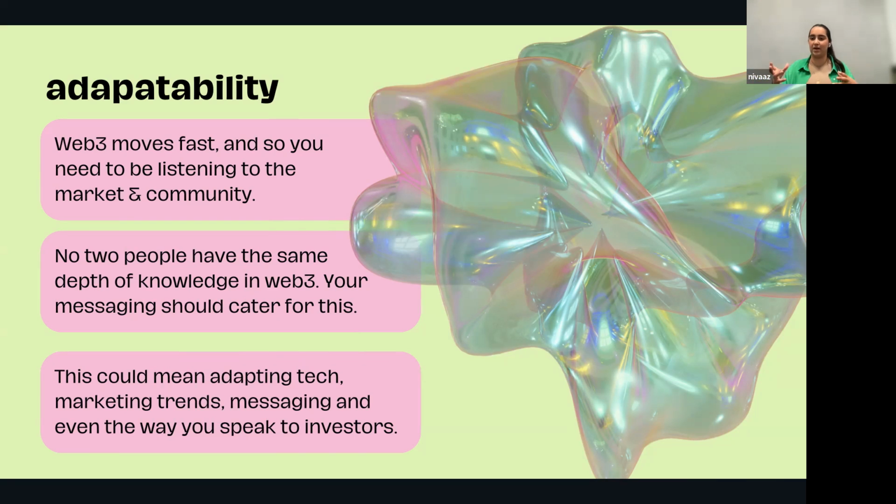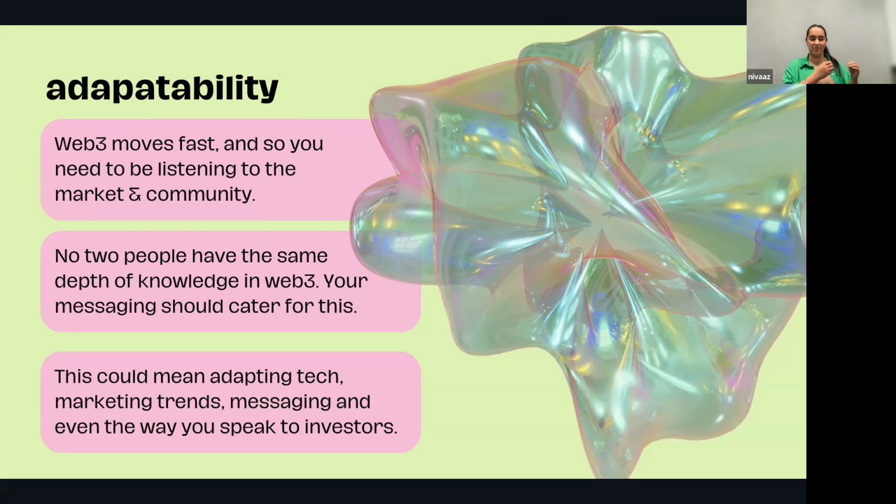You have to be keeping a pulse on the market, and that's Twitter, TikTok, Discord, community, however way you like to be a part of that, going to conferences even. The second bit is no two people will have the same depth of knowledge in Web3. Even though I talk to two experts in Web3 in the VC space, both of them will ask me different questions and they'll hear different things from what I'm saying.